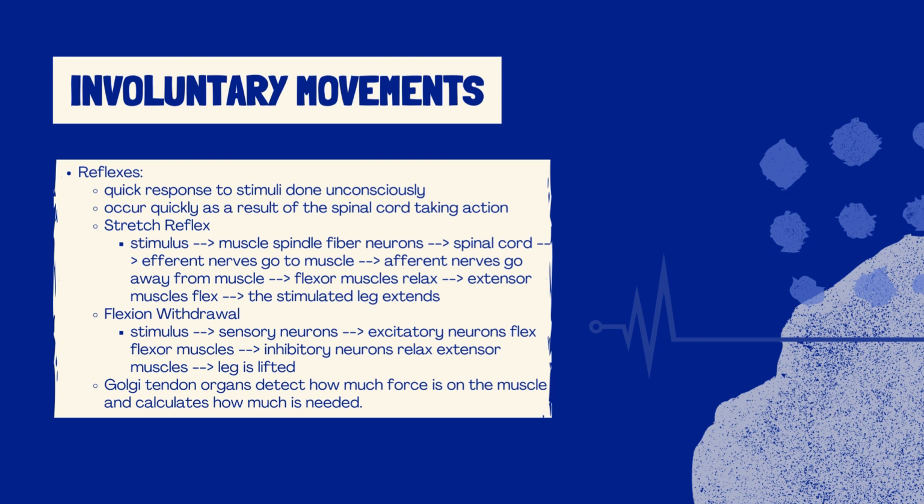Here, Golgi tendon organs are really important because they detect how much force there is on the muscle and calculate how much is needed. So, for example, you're lifting this heavy brick, you need to know how much force is needed to lift it, or else you would immediately drop it. And so the Golgi tendon organs add on force or lessen the force depending on how much force you need to lift that brick. So it makes the impossible possible.